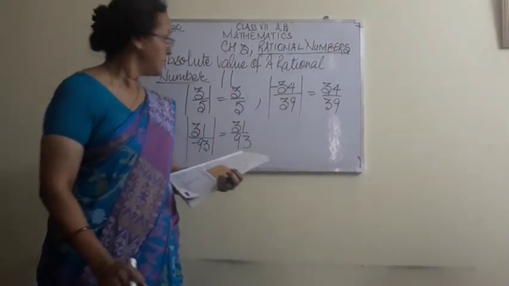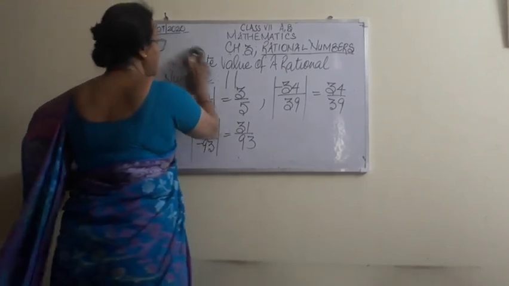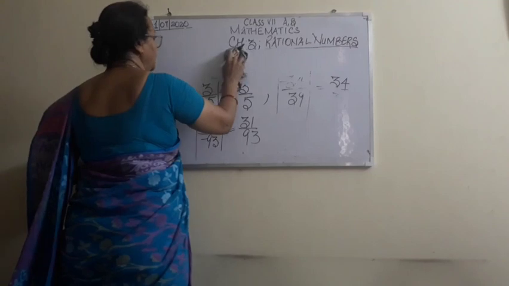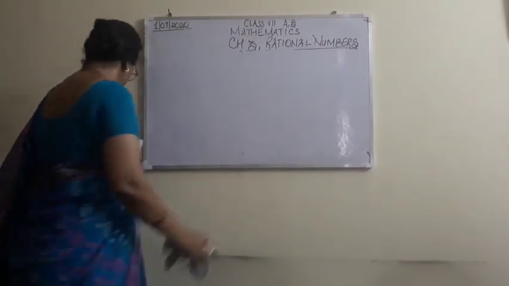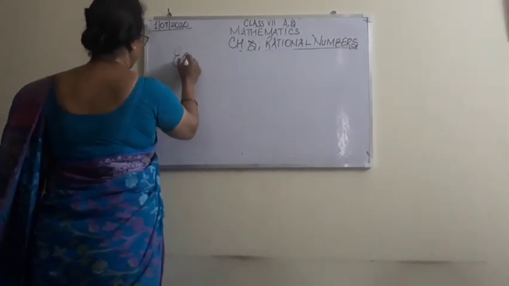Okay students, now my next point is equivalent rational numbers. According to its name, try to understand. Equivalent means which is equal. When we are solving, we will get the same number. This is equivalent.